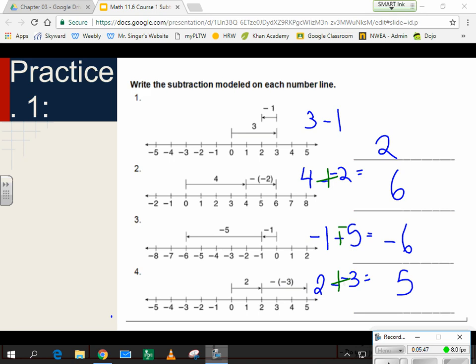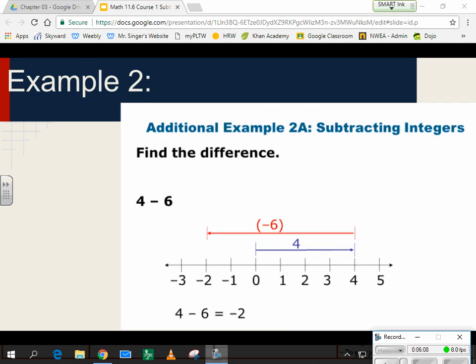For number 3, it's negative 1 minus 5. But if you think of the opposite of minus as adding, it's actually negative 6 because you're adding 2 same signs. And then for number 4, we see that minus negative again. So the easiest way to take care of that is turn it into a positive. Should have got 5.